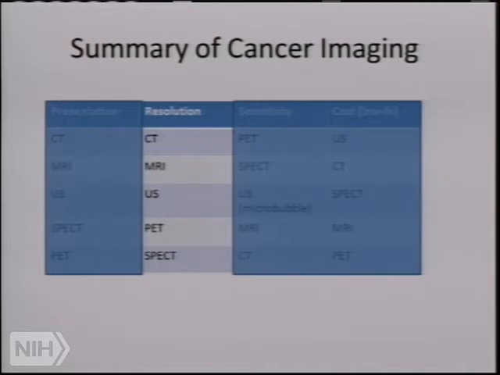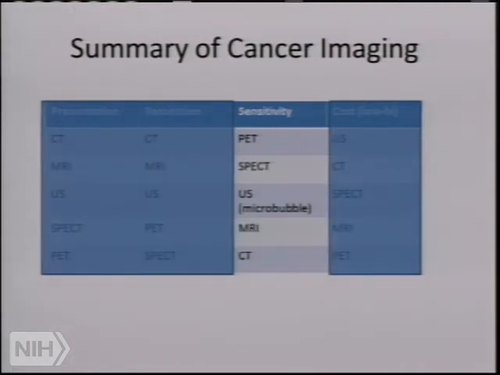For instance, for a SPECT, we're really talking about a 1 centimeter lesion is the minimum you can detect. Whereas with CT, you can probably detect sub-millimeter sized lesions. What about sensitivity? Well, here the order is almost reversed. PET is by far the most sensitive technique, followed by SPECT, ultrasound with microbubbles, MRI, and then CT.